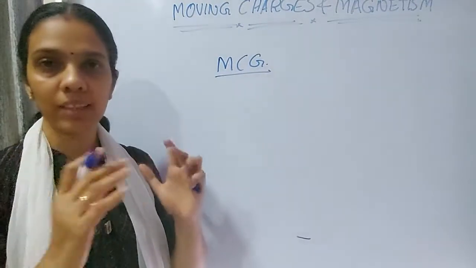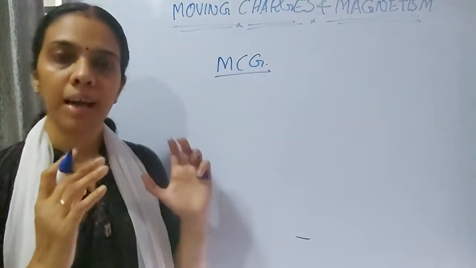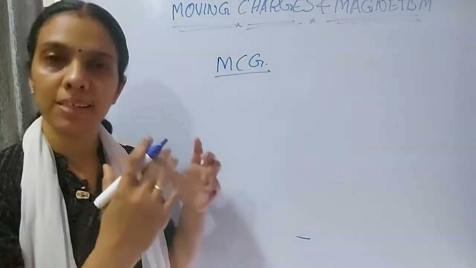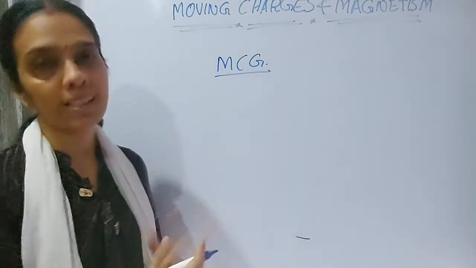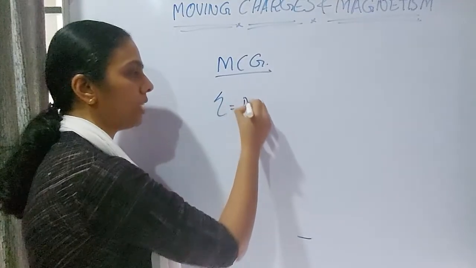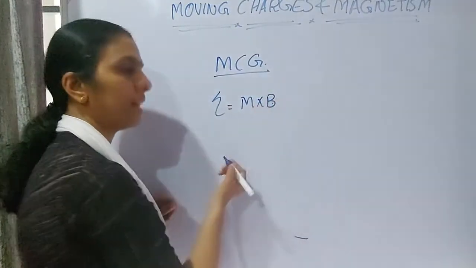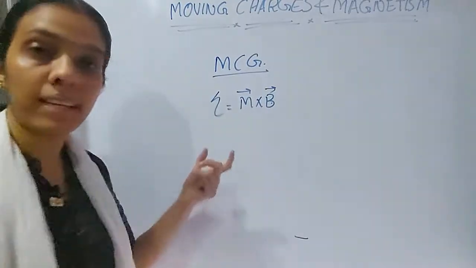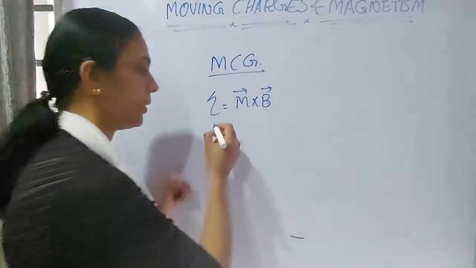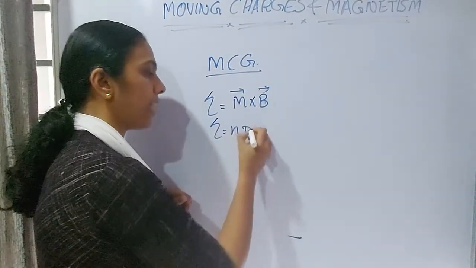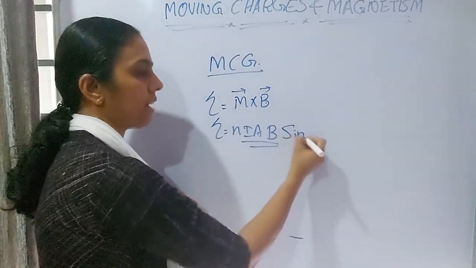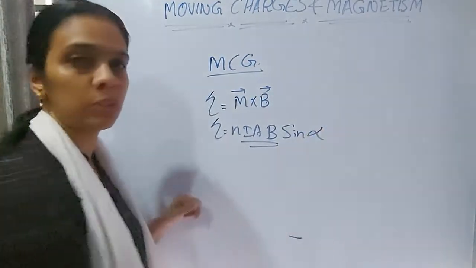Last class we learned that when current passes through a rectangular coil present in a magnetic field, a torque acts on it. What was the torque? Torque is equal to M cross B, considering the area vector and magnetic field. We can write it as tau equals NIAB sin theta, or sin alpha. Alpha is the term which we used there.